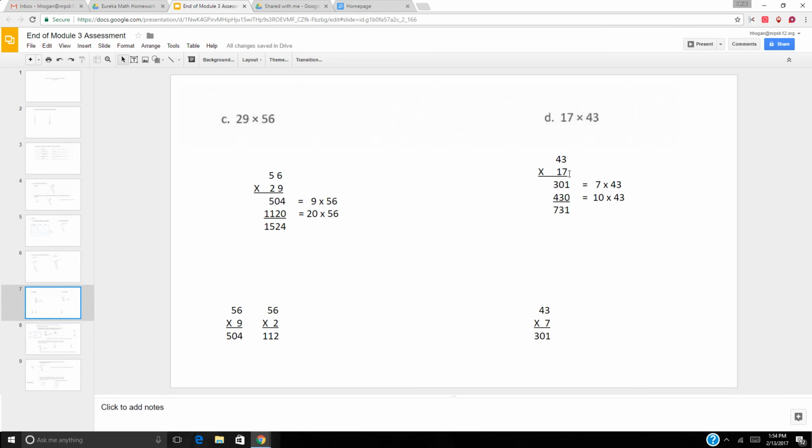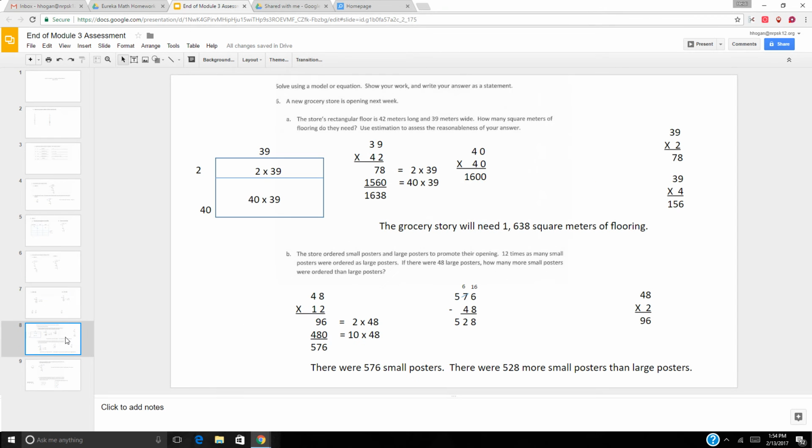43 times 17 is 7 times 43, 10 times 43. 7 times 43 is 301, and 10 times 43 is 430. If we add those together, we get 731.